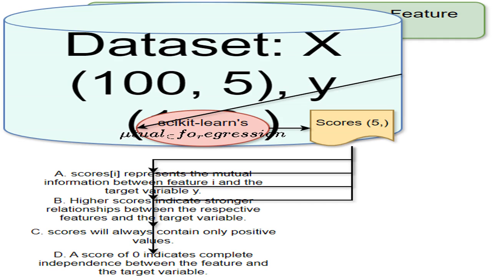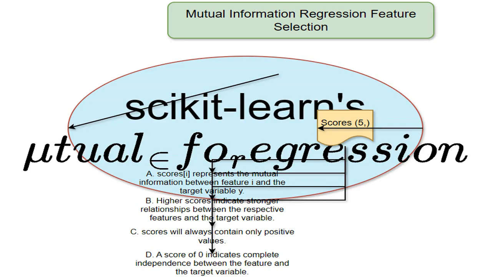Think of this as having 100 patients with 5 measurements each. And I want to predict their blood pressure Y. I am using a handy tool from Sklearn, a popular Python library for machine learning, called mutual_info_regression. It measures how strongly each feature is related to the thing I want to predict.